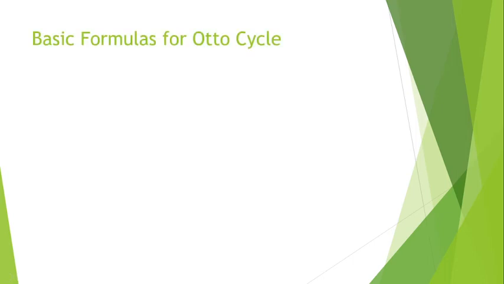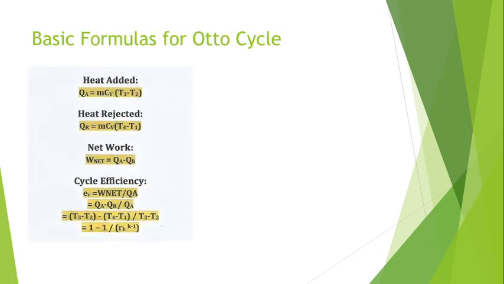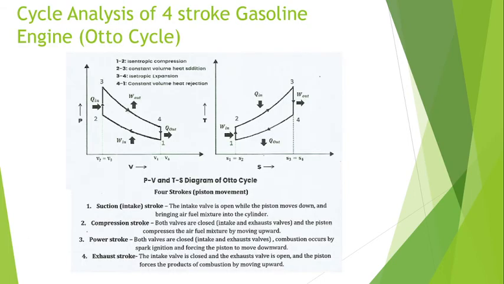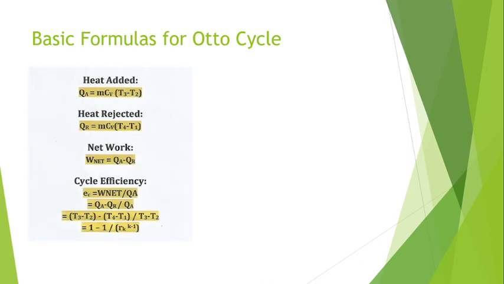So here are the basic formulas for the Otto cycle. For the heat added, Q equals mass times C_v, the specific heat at constant volume, since the heat addition occurs from process 2 to 3. So we'll use the formula m C_v times the temperature difference between point 2 and point 3.